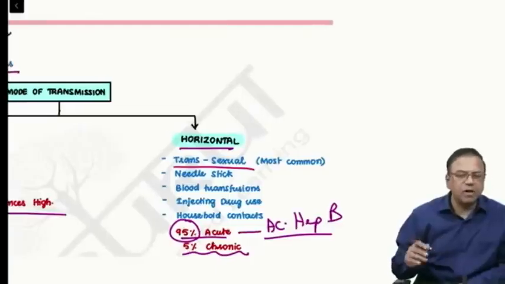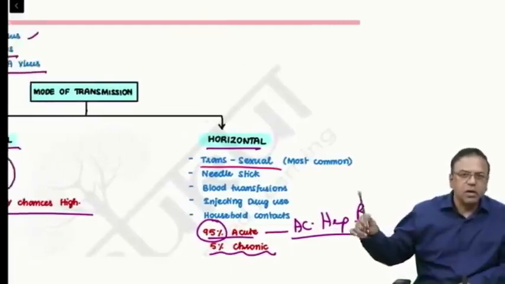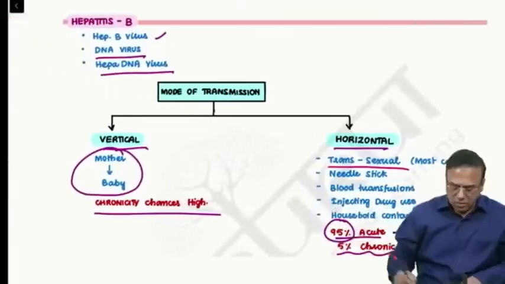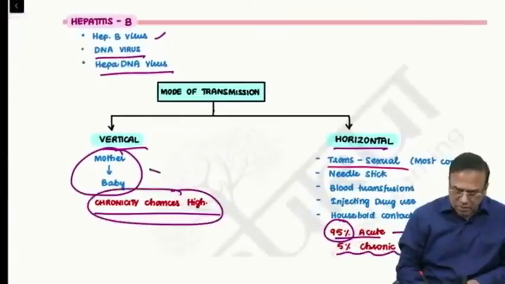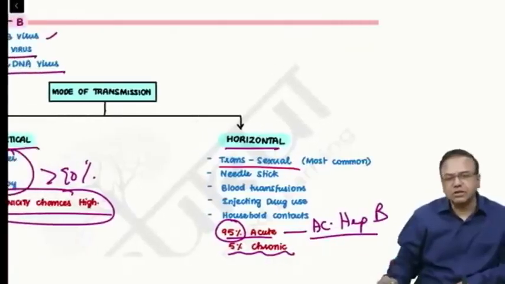Chronic hepatitis B, recurring inflammation of the liver, will progress to cirrhosis. So in the vertical mode, there is a 90% chance it will become chronic. In horizontal, only a 5% chance it will become chronic.